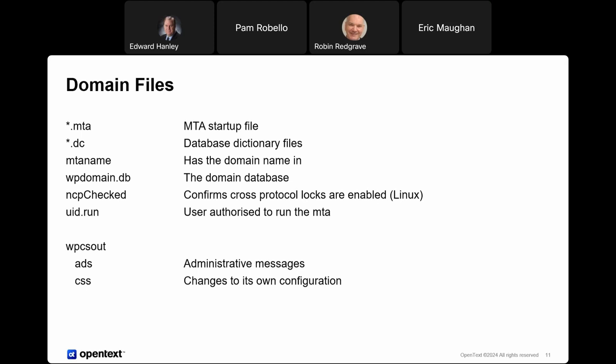Then, of course, you've got the main domain database file, and as far as something like the primary domain database, from that one file, you could rebuild the whole GroupWise system, albeit not with any mail in there, but the infrastructure of post offices, domains, GUIDs, and so on can be rebuilt from that one file. There are a couple of minor files there, just flags that tell you that on Linux locking is in place and what user is authorized to run that MTA. And then just so you're aware, in the WPCS out, there's a couple of directories there, one for administrative messages, and then for the CSS one, it deals with changes to its own configuration, the domain, the MTA. They go through there.